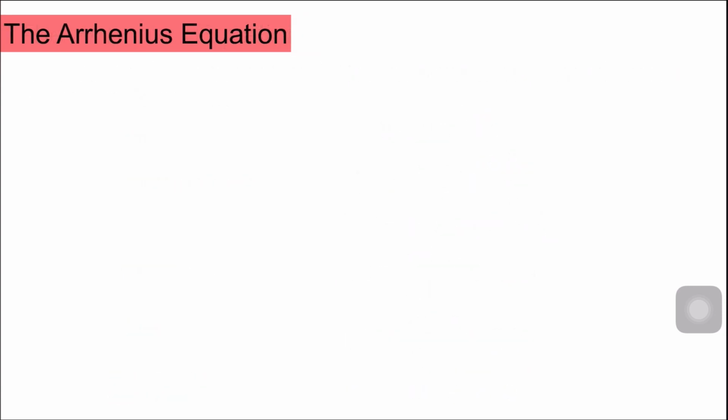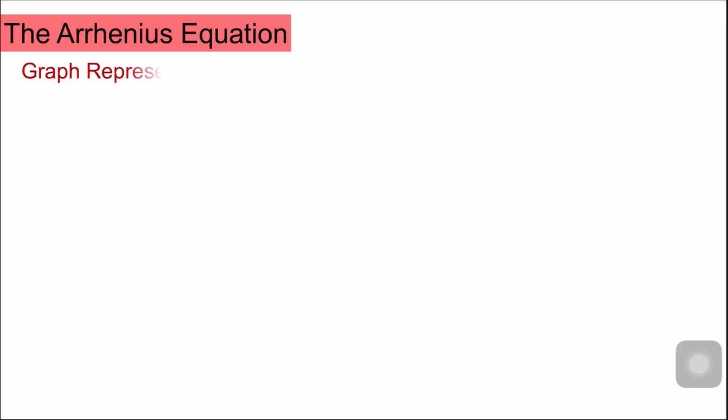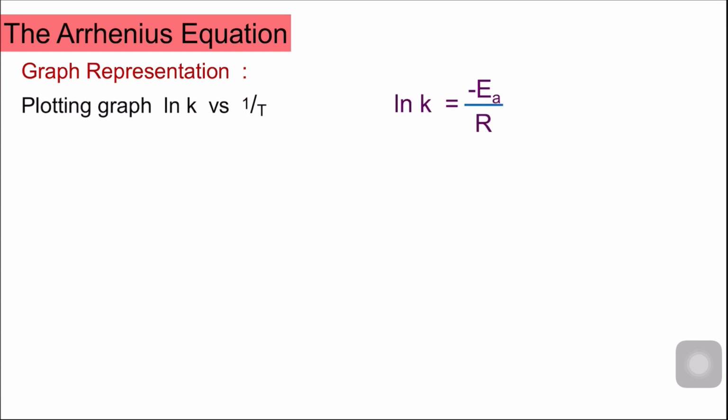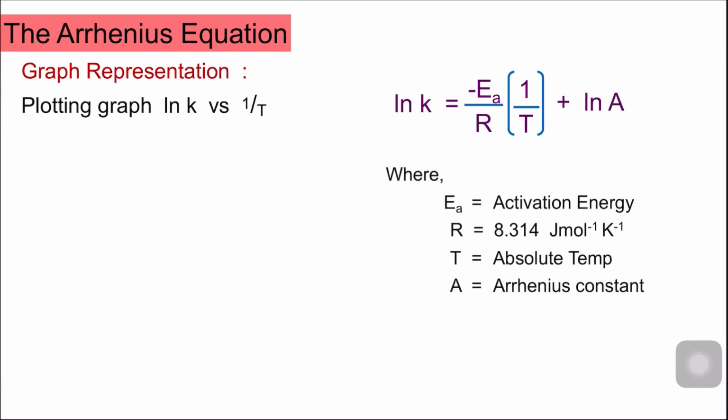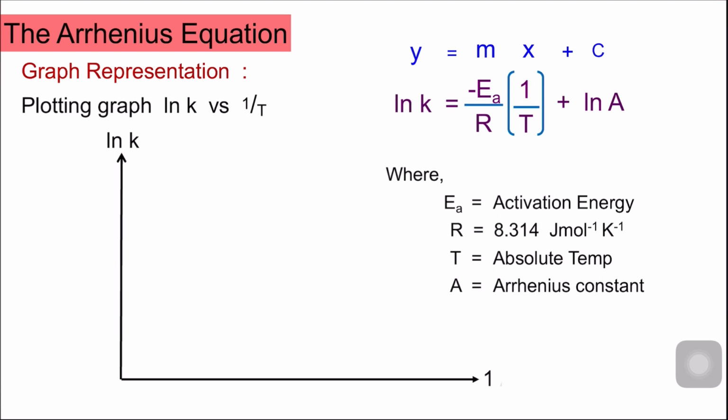So how do we plot the graph? Make sure you understand what the x-axis and y-axis are first, then you can plot the graph. We will represent the graph by plotting ln k versus 1/T. So you will get this expression, which is what we got from our previous slide. With the relationship y equals mx plus c, you will plot the graph. The y-axis is ln k, the x-axis is 1/T, and then you will get a linear graph like this one.